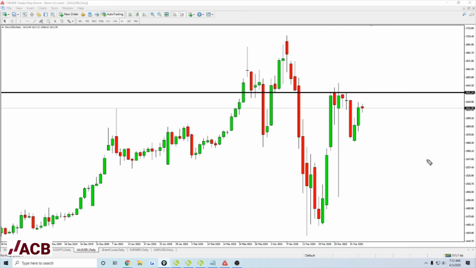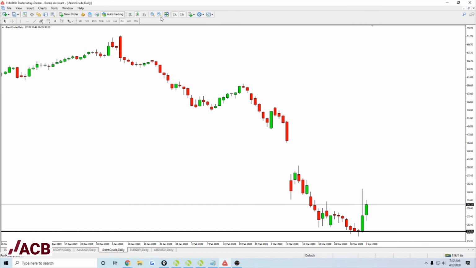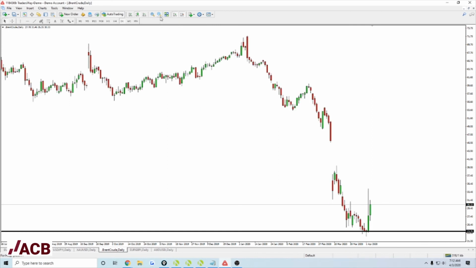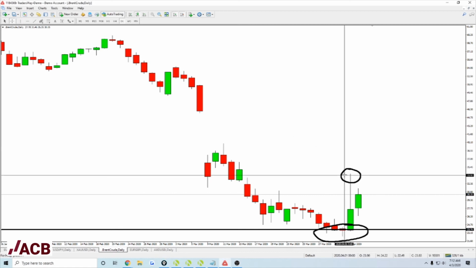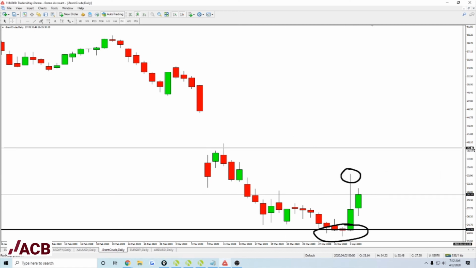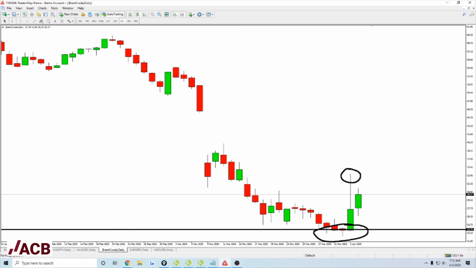Next up, we've got Brent crude oil. You can see this one is really interesting. We had a huge bounce off oil. You can see it trading back from 23.76, right around the lows there, all the way to, at one point, 34.10. You can see a really big bullish spike there.